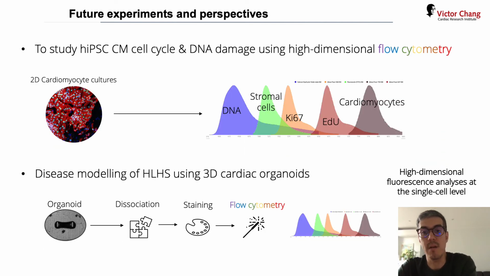To finish, our current experiments aim to unveil further details into the human cardiomyocyte cell cycle using high-dimensional flow cytometry of fluorescence analysis at the single cell level, and also to examine patient-specific disease modeling of hypoplastic left heart syndrome or other congenital heart disorders using 3D cardiac organoids or engineered micro tissues or micro hearts.